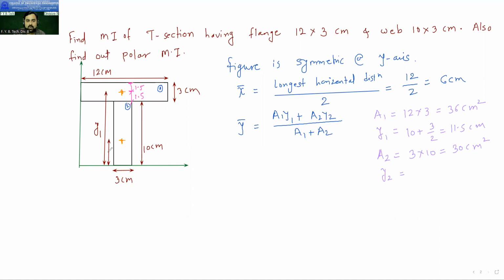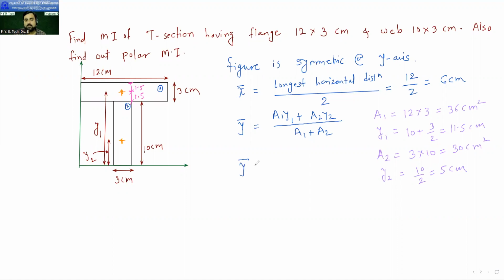This is your y2. Okay, so now what is the value of y2? If this total is 10, then this will be 5, d by 2 and b by 2. So y2 is 10 by 2, which is equal to 5 centimeters. Now put all these values in the formula and let me know the answer.